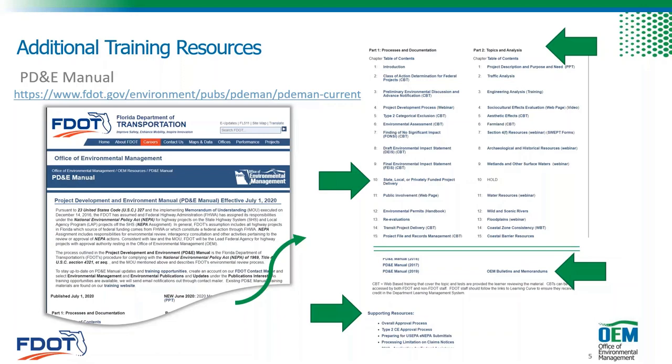The part 2, topics and analysis, will give you the guidance and procedures for all of the different topics that are covered in the SEIR. I also wanted to point out at the bottom of the page, you'll find a bulletin which will have more instructions about using the new form and implementing that while we wait for the next update of the PD&E manual. And finally, at the bottom of the page, there's some additional supporting resources.